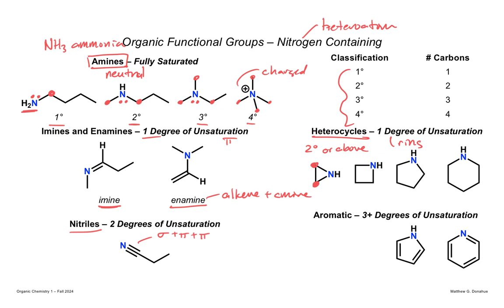So there are also aromatic heterocycles, and this will be more of organic 2 chemistry. They have specific names. That's called pyrrole. This is called pyridine. And they're used as reagents for reactions that we'll study. Any questions?